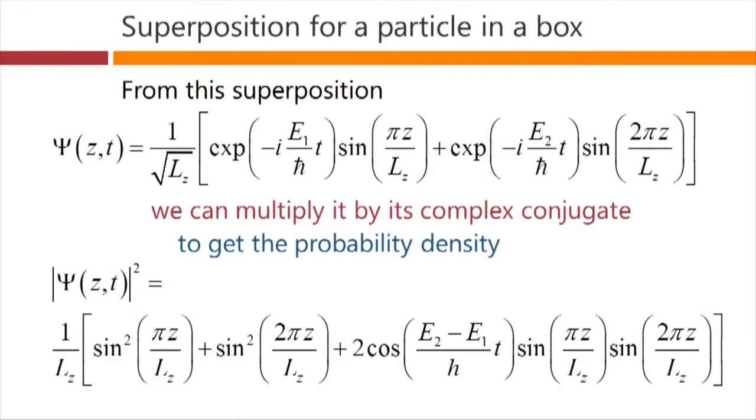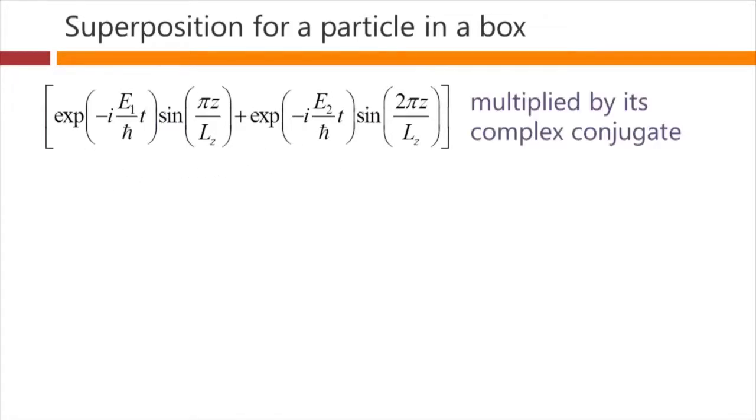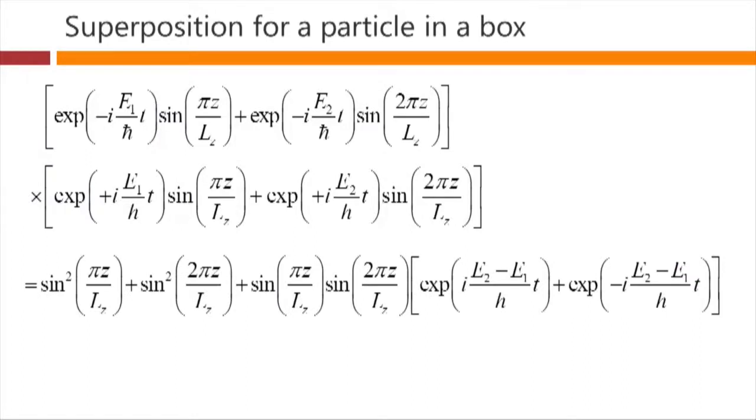Now, from this superposition, we can multiply all of this by its complex conjugate to get the probability density here. And here's the answer. I'll show you explicitly the multiplication of this by its complex conjugate so you can see how we get down to this expression here. So if we look at this collection of terms here and we multiply it by its complex conjugate, here's its complex conjugate. Note that everywhere we had a minus i up here, we've got a plus i down here, minus i, plus i. So let's look at where all of these terms come from.